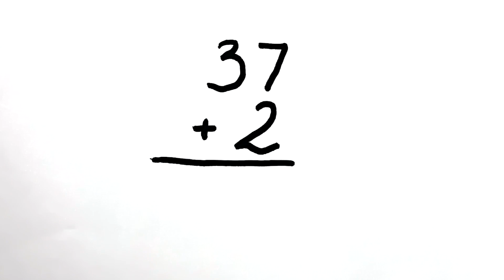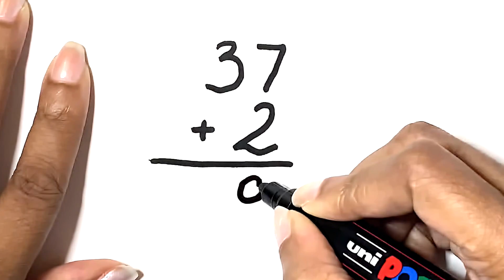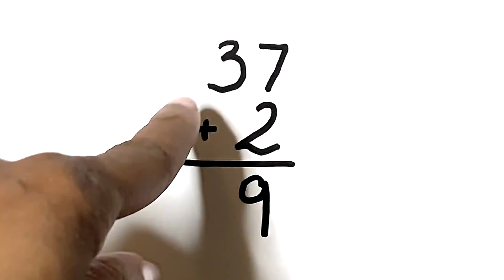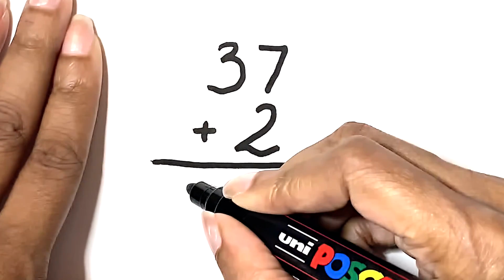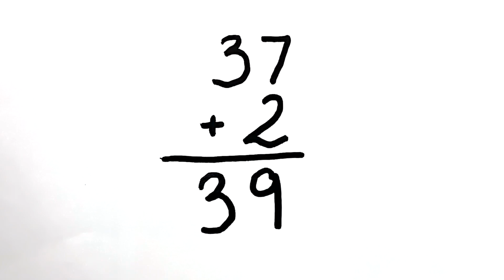And because we have more than one digit number on top, we have to start once again on the right side, and then we'll do the left side of this problem. So let's start here. What is 7 plus 2? 7 plus 2 gives us 9. And because there's no number under number 3, we're just going to bring the number 3 down. So 37 plus 2 equals 39. And 39 is an odd number.